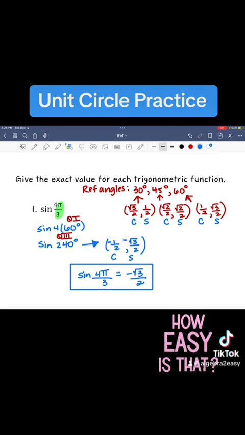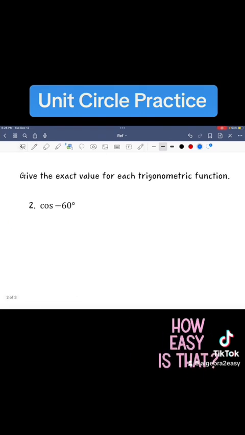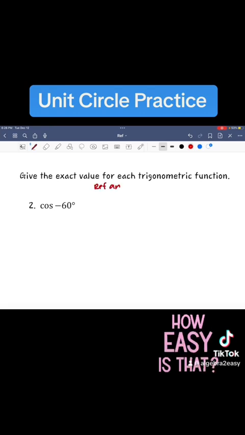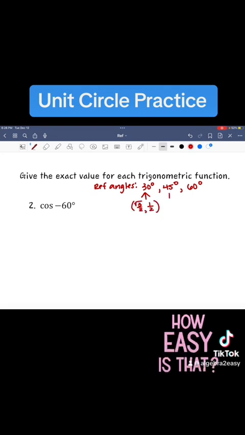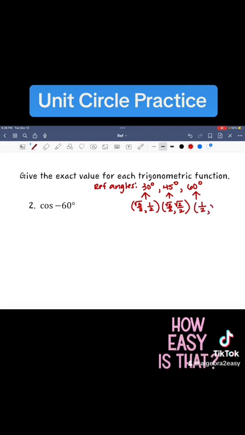Let's do another one. Same thing, let's go ahead and write down our reference angles. Again, we had 30 degrees, 45 degrees, and then 60 degrees. And let's write our ordered pairs. Radical 3 over 2, 1/2. Square root of 2 over 2, square root of 2 over 2. And then last, for 60 degrees, we had 1/2, radical 3 over 2.